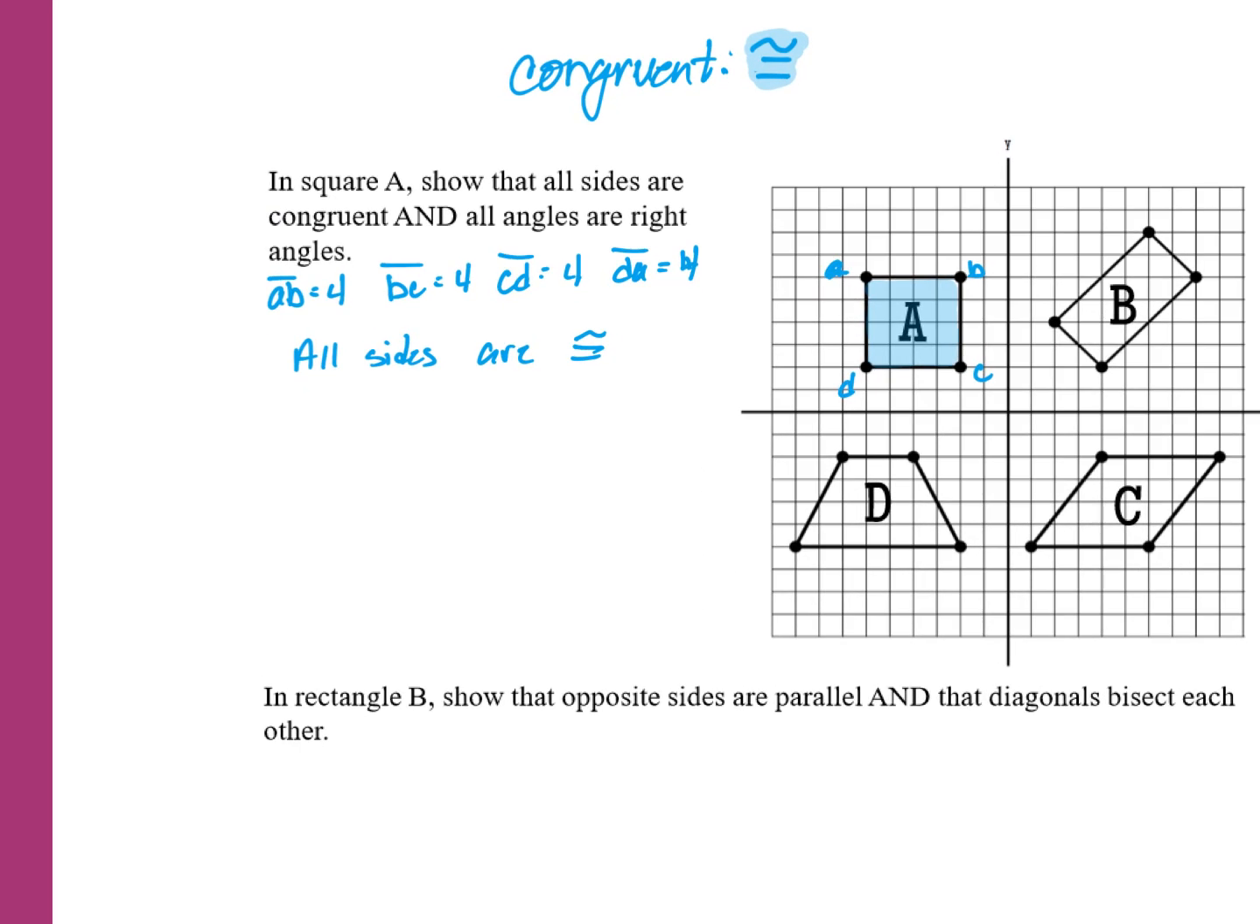So I've showed sides. This is my side one. How do I show angles are right angles? How do I prove it? I have to prove it. I can't just say, oh, they look like right angles. How do I prove it mathematically? What am I going to do to find the angles? You can measure it.